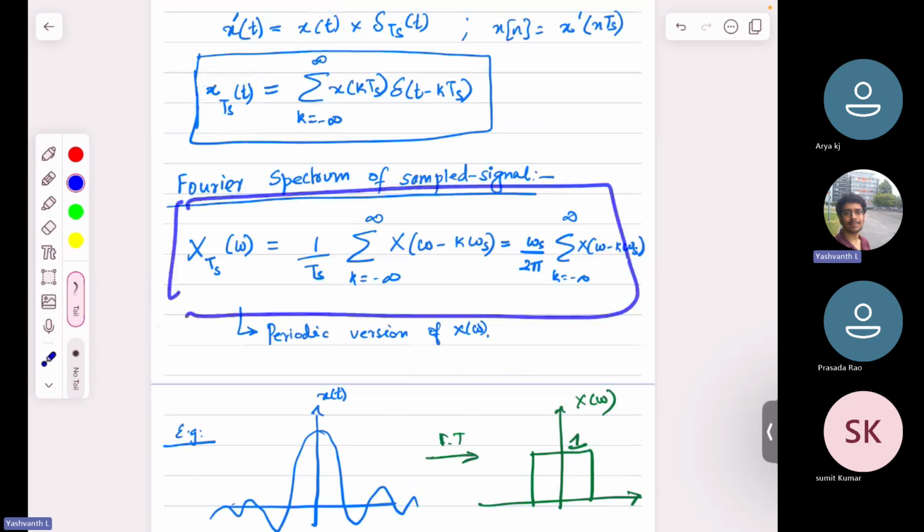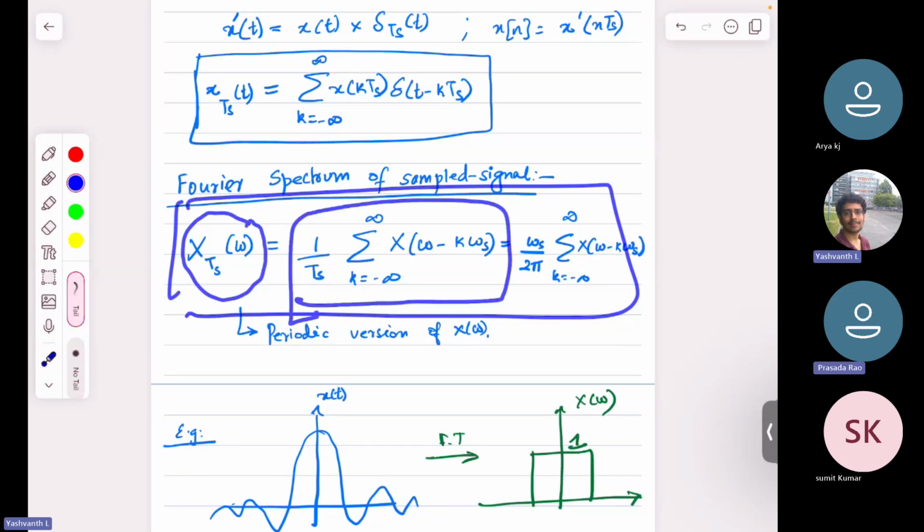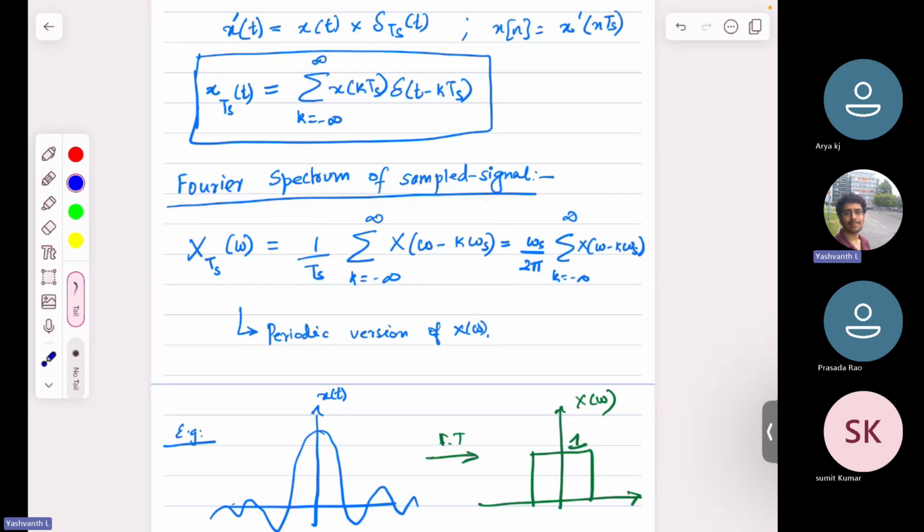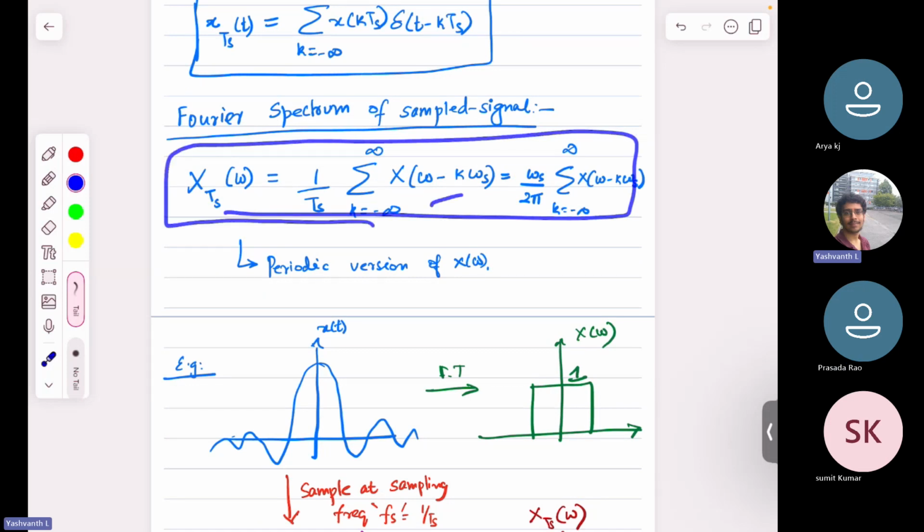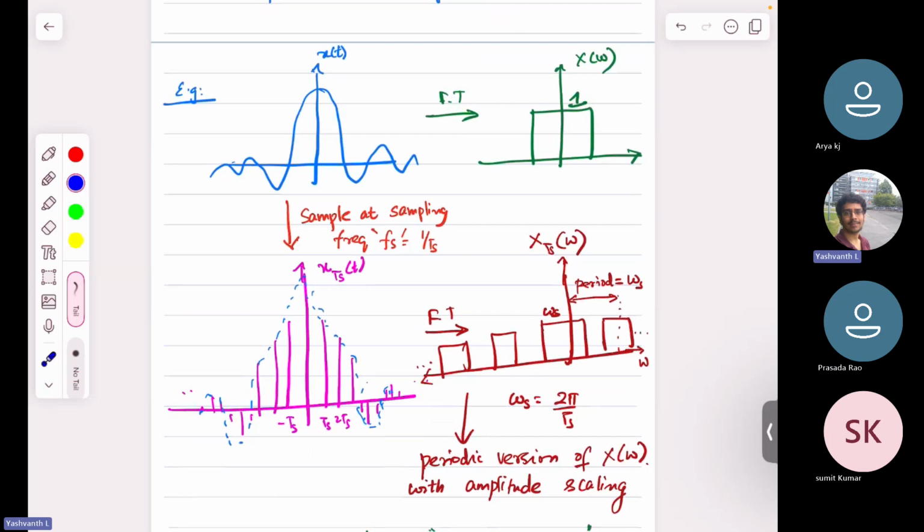What this expression says is that the Fourier transform of your sampled signal is nothing but 1 by Ts times the summation over k equal to minus infinity to plus infinity of X of omega minus k omega s, where X of omega is the Fourier transform of x of t and X_Ts of omega is the Fourier transform of x_Ts of t. If I want to understand what this means, I'll give you an example. Let's say my x of t is a sinc function, something like this. That is my given continuous time signal. We know that the sinc function has a Fourier transform that is a rectangular signal in the frequency domain. Now let's say I sample my x of t to obtain x_Ts of t at every Ts time interval. Then I get this signal.